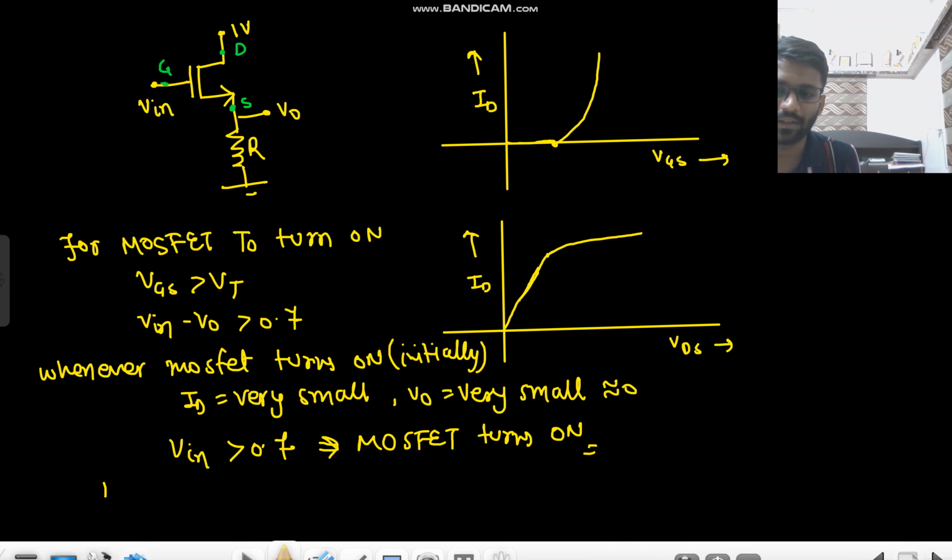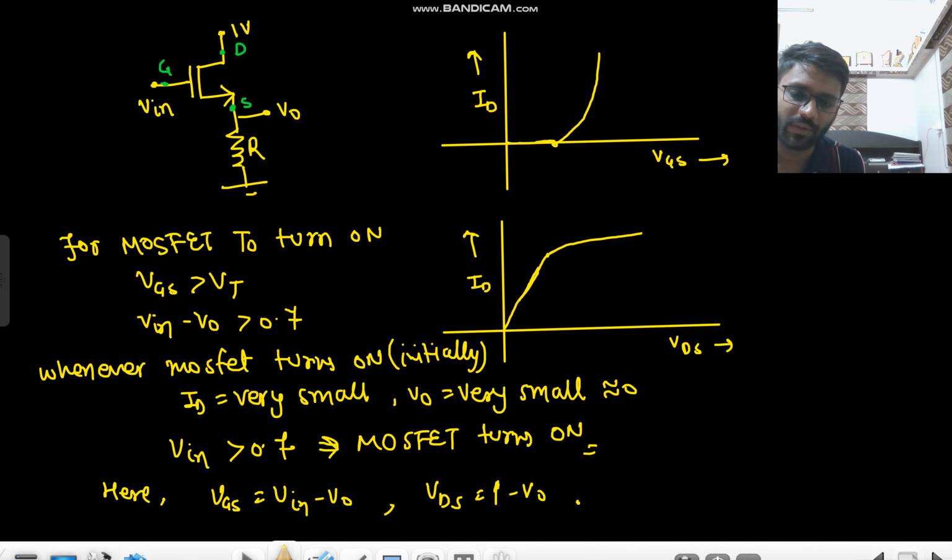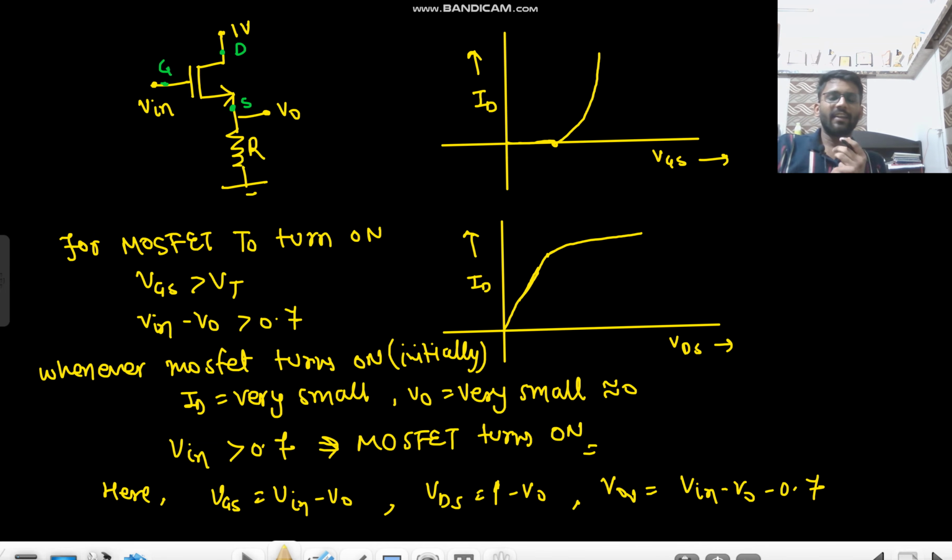Now here, what is your VGS? V in minus V naught. What is your VDS? 1 minus V naught. What is your V overdrive? VGS minus VT, which is V in minus V naught minus 0.7. Here V naught is at the source, so it will never define the region of operation. Did you understand this point?